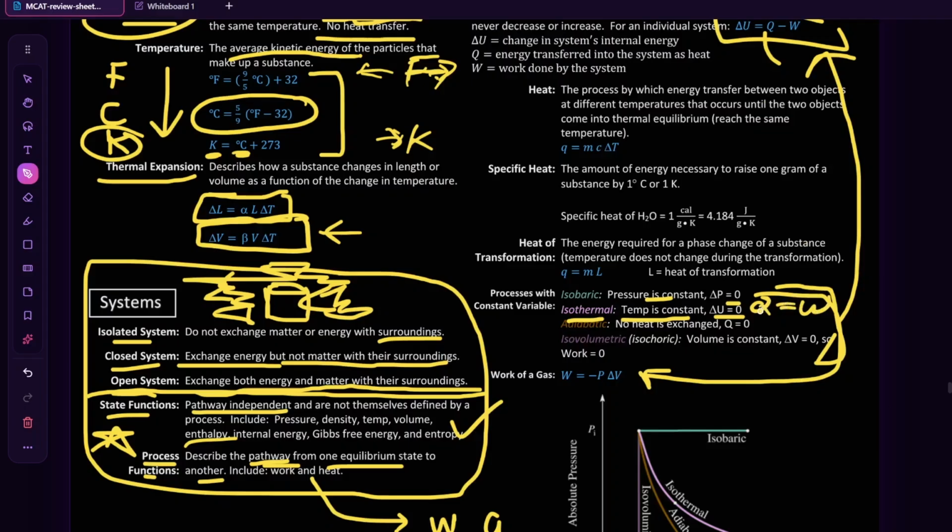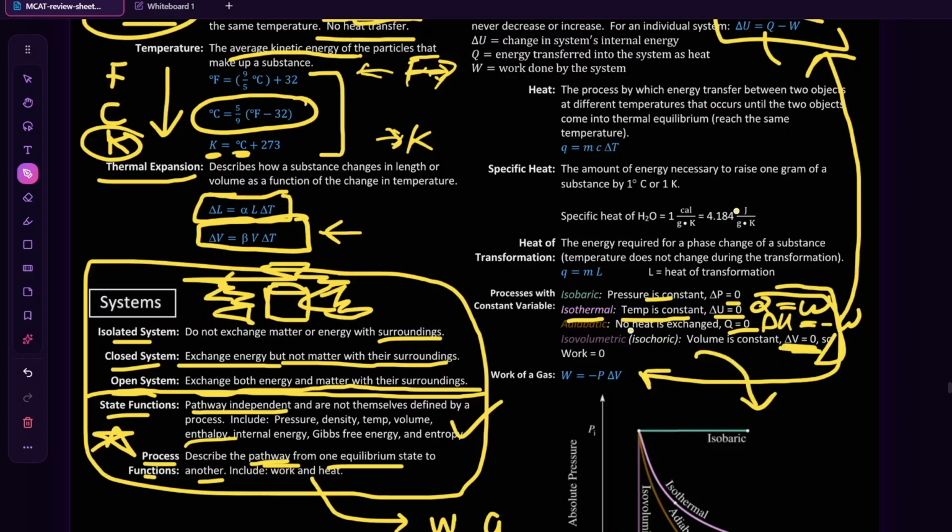Adiabatic means no heat is exchanged, because Q is equal to 0. So the first law becomes delta U equals negative W. You can find this just by subbing in Q equals 0 into the first law.